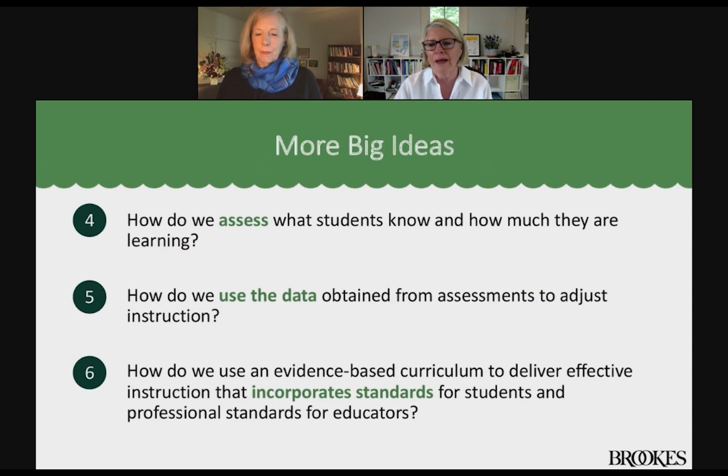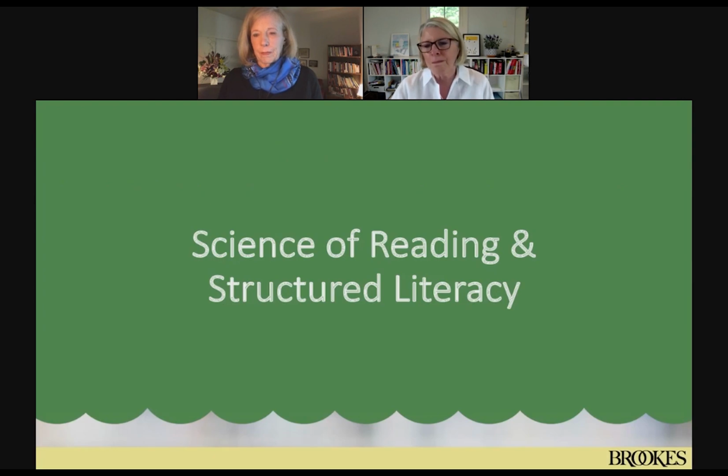We talk about how to assess the students and how much they are learning to see if our instruction is effective. We talk about how to use the data, how to adjust instruction based on the data that we gather, and how to use evidence-based curriculum and incorporate the standards. So those are the big ideas that you're going to see throughout the book. Next slide. So, science of reading and structured literacy. Marty, you want to talk about these? Sure. Next slide.